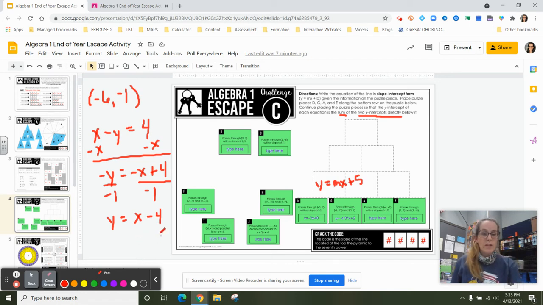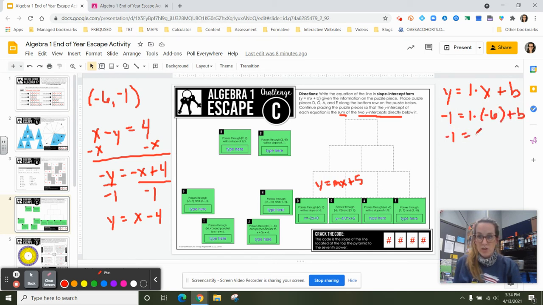And then I have to think, what is a parallel line? A parallel line is the same slope, but different y-intercept, right? That's what takes it from being the same line to a parallel line. So I'm going to grab y equals 1 times x plus b, because it has to have a different y-intercept. Then I go back to that point, (-6, -1), and I'm going to plug and chug to find my b. 1 times -6 plus b.